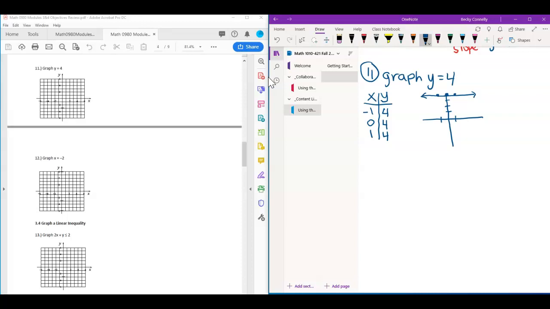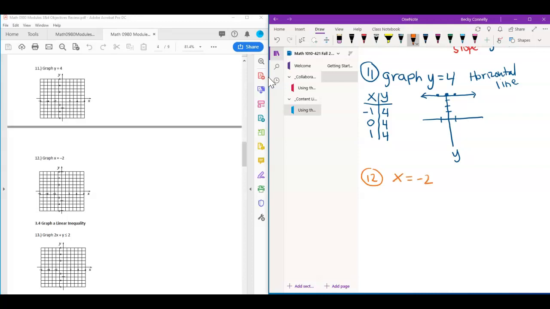So whenever we have a y equals some number, it is always going to give us a horizontal line at whatever the number is that it tells us. So, a quick way to think about it is, okay, on the y-axis, I'm going to go up 4, and I'll draw a horizontal line there. Right? Similarly, for number 12, right, now we have x equals -2.